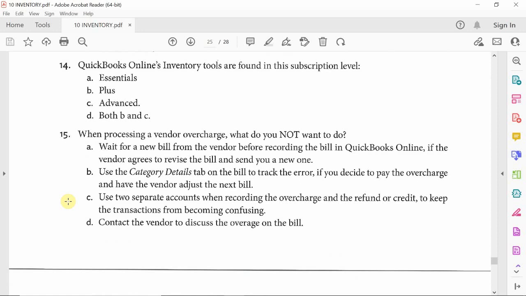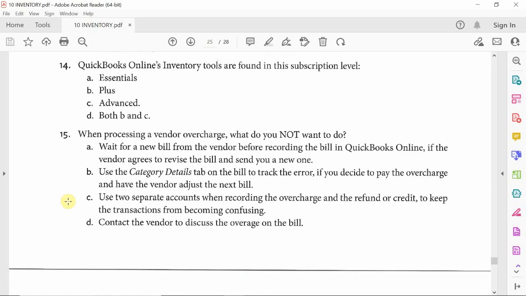Okay, so then it's C. C would be the answer, right? You would definitely not need to use a separate account when recording the overcharge and then refund the credit to keep the rest of the transaction from becoming confusing. In this case, no, you wouldn't do C.